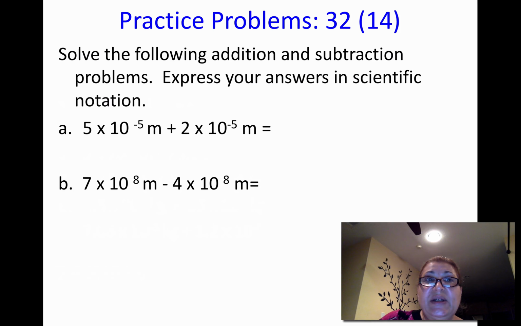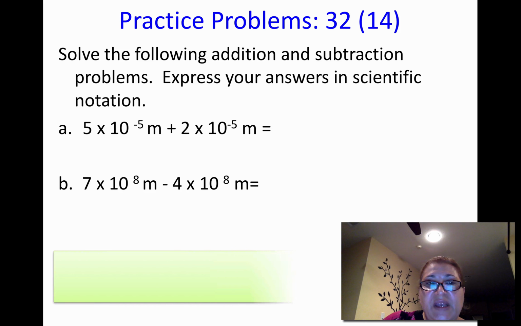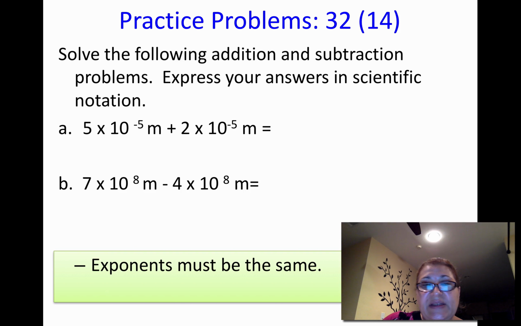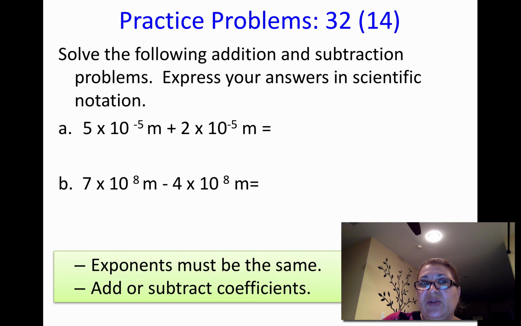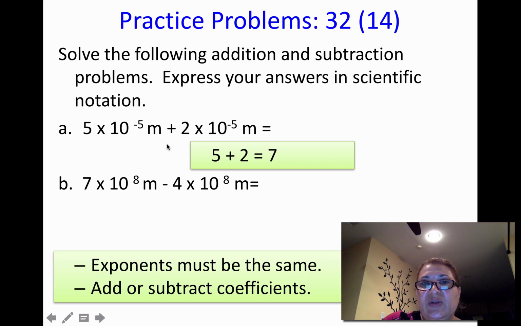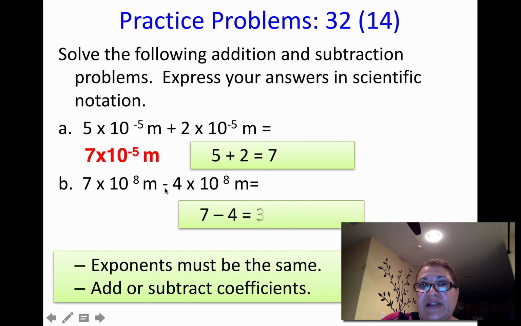And then we had number 14, where we are adding scientific notations. The exponents must be the same in order to just add and subtract the coefficients. This one is negative 5, negative 5, so all you have to do is add coefficients. So 5 plus 2 is 7, 7 times 10 to the negative 5. You bring down the negative 5. This one is positive 8, positive 8 exponents. All you have to do is subtract the coefficients. 7 minus 4 is 3 times 10 to the 8th power.